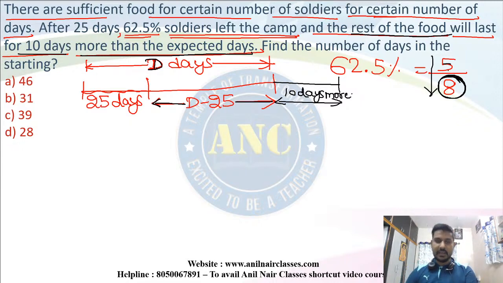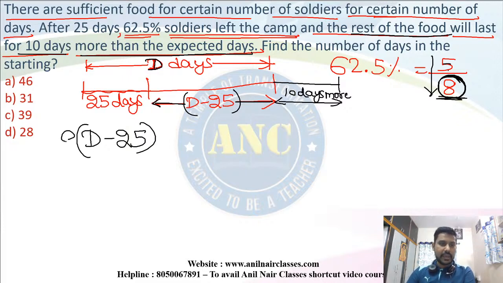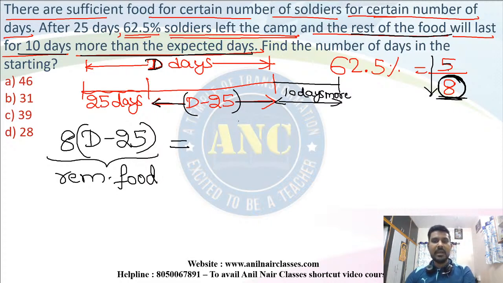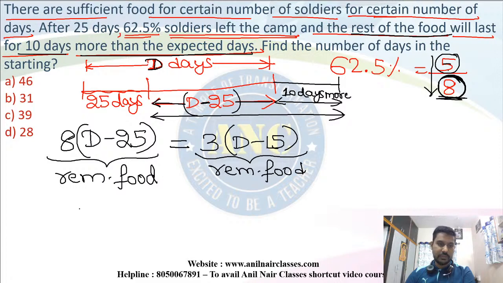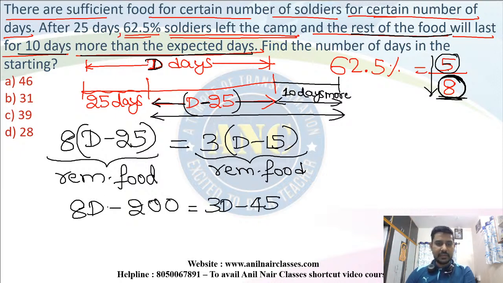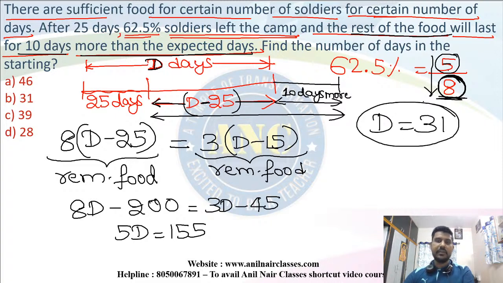So think logically once again, how much food is remaining? D minus 25 days of food is remaining, and initially 8 people were eating. So 8 into D minus 25 is the food remaining. But this food will be completed by 5 less than 8, that means only 3 people. And for that, they are taking D minus 25 plus an extra 10 days, so D minus 15 days will be taken by these 3 people to complete the remaining food. Both are remaining food, left hand side and right hand side. Simplify: 8D minus 200 is equal to 3D minus 45. So 8D minus 3D is 5D, equal to 200 minus 45, which is 155. So D will be 155 by 5, which is 31. The answer for this question is 31.